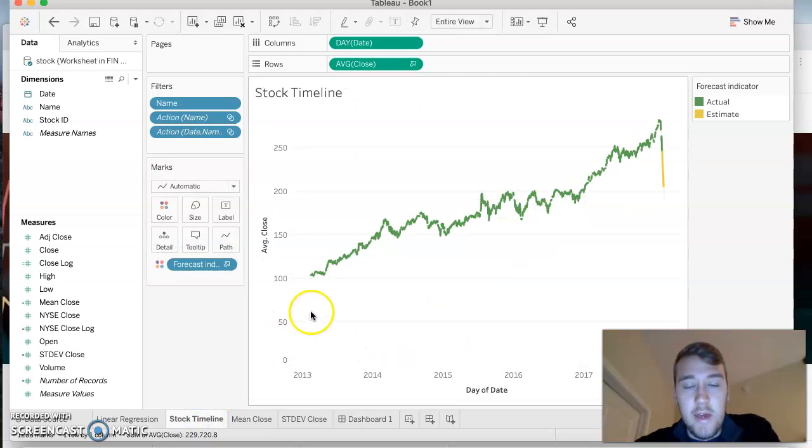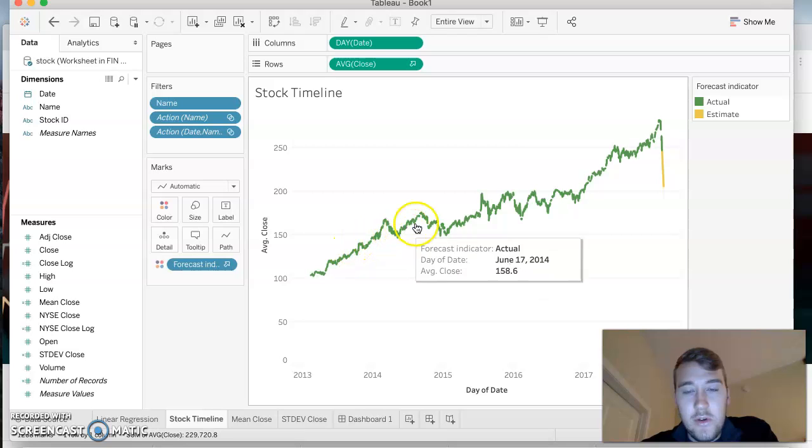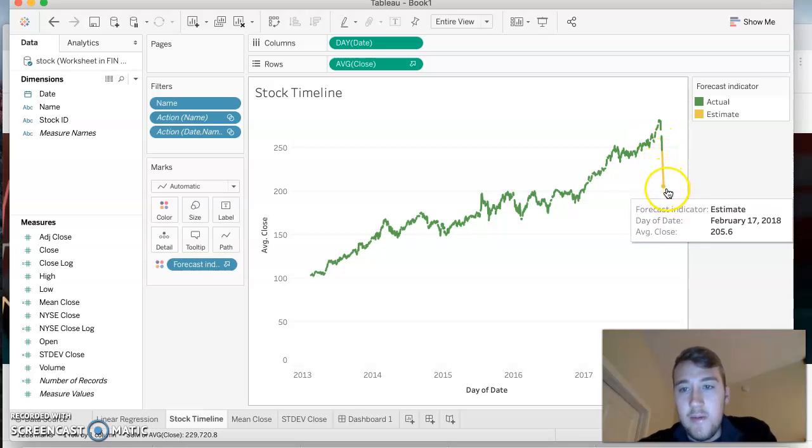Next sheet, we have our stock timeline. And this is the average close per day in the green, and then in the yellow we have our estimate.